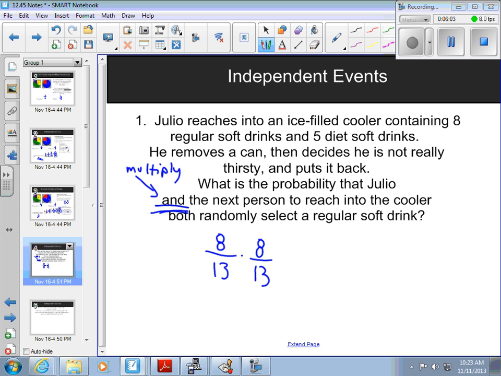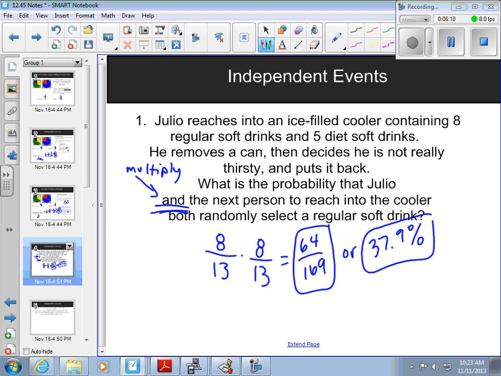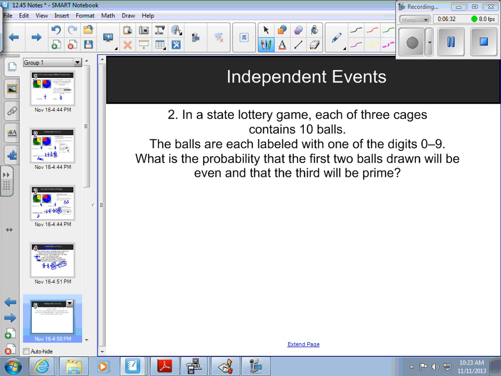So if we take 8 out of 13 times 8 out of 13, that would be the same as 64 out of 169. Or if you divide that out, it comes out to be about 37.9% chance. So and tells you to multiply. These are independent events. The first selection, since we're putting it back, has no bearing on the second selection.